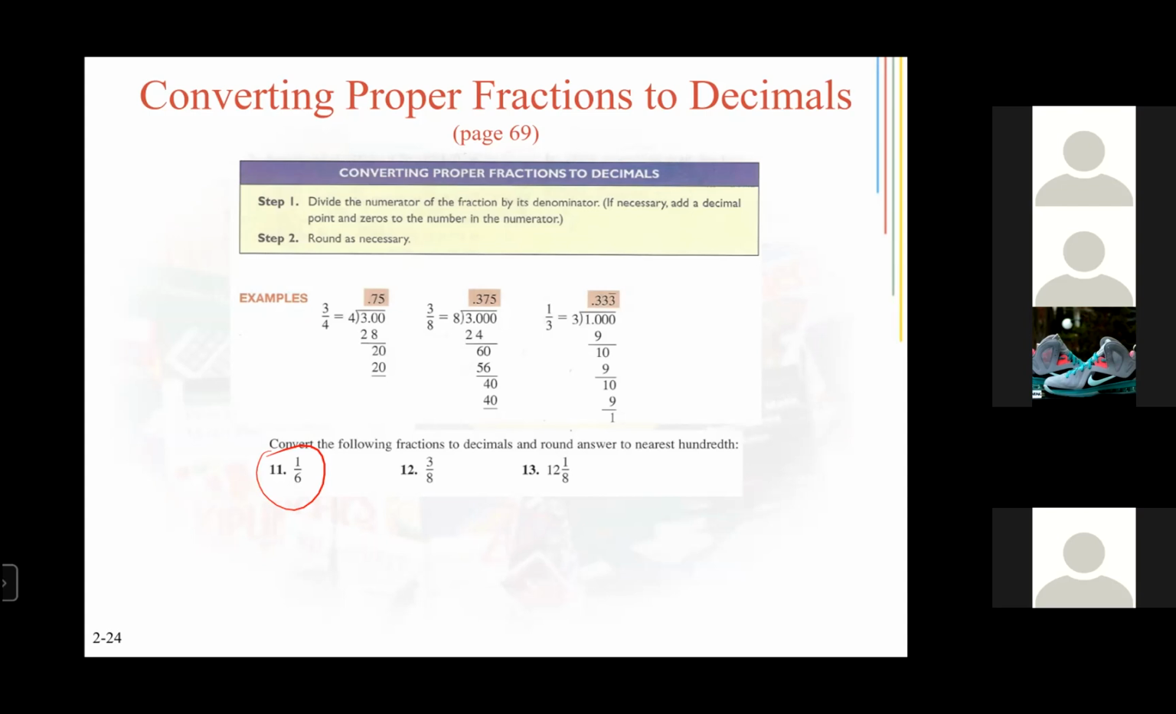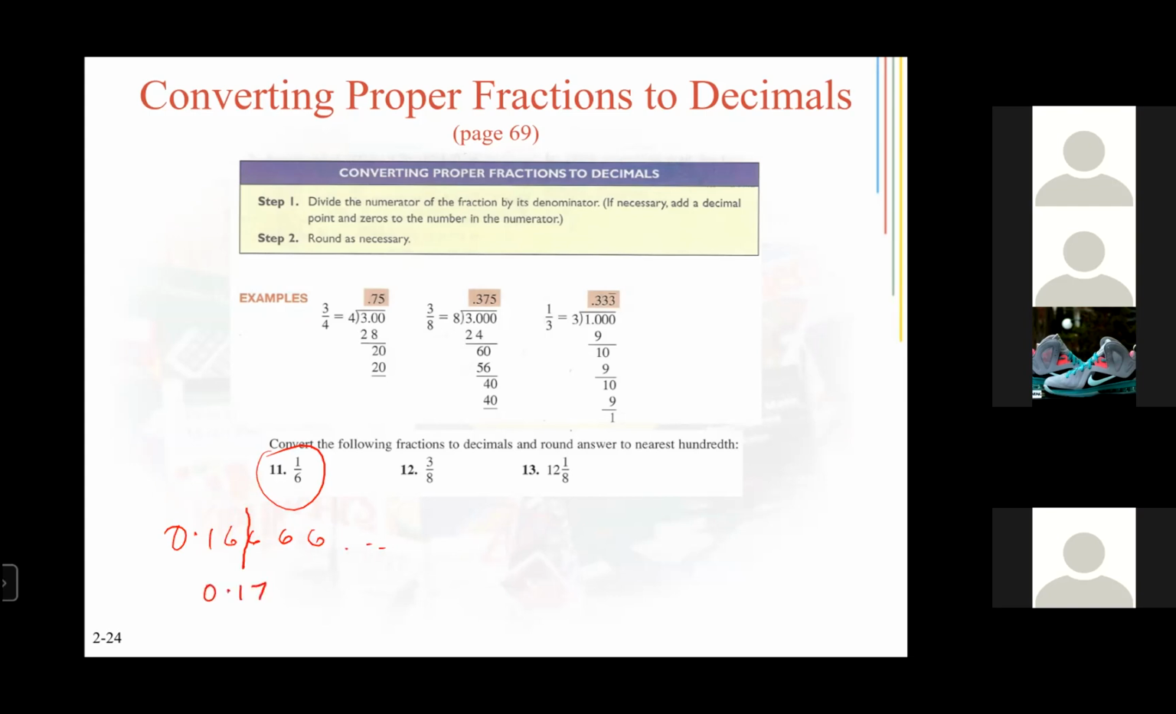So if you get 0.1666 on and on, we need it to the nearest hundredth. The hundredth place would be the second place after the point. So what would that be to the nearest hundredth? 0.16. The number that comes after that 6 is a 6, so it would be 0.17.